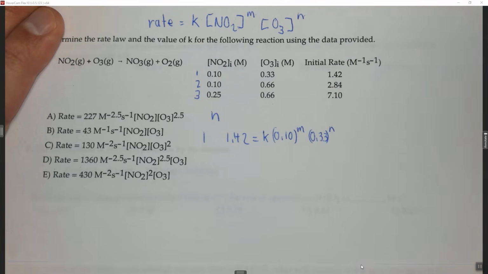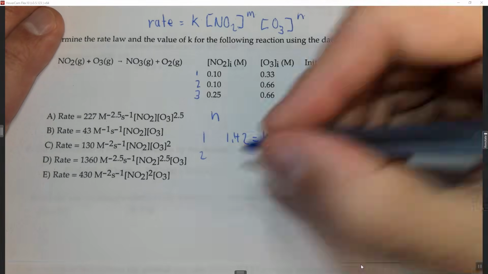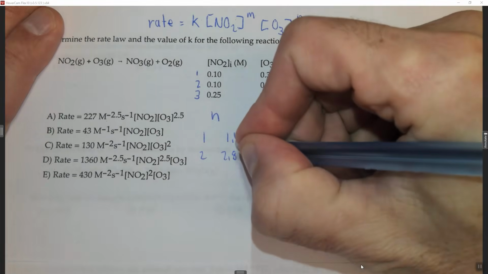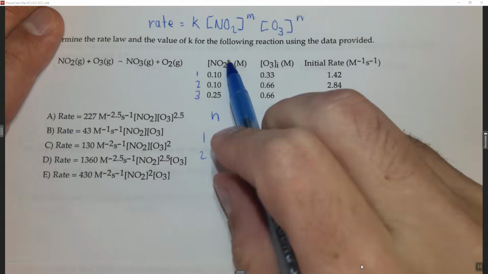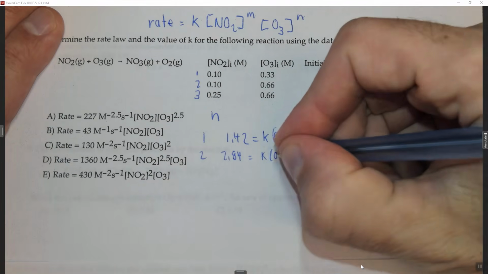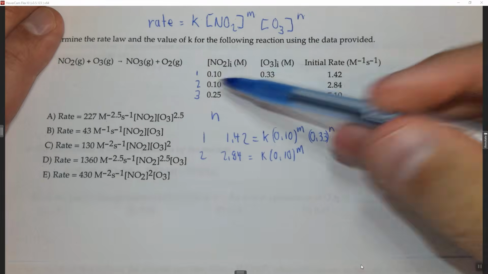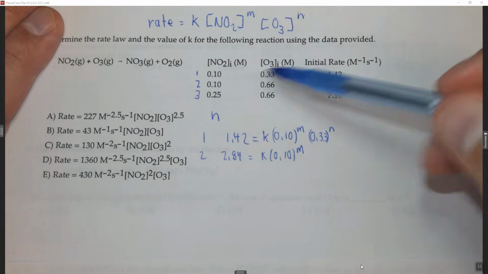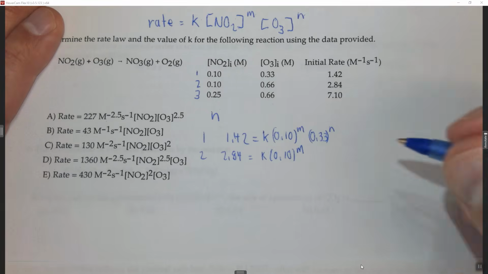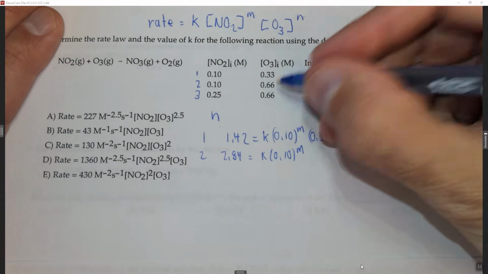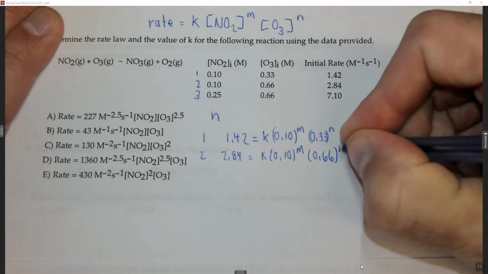All right, I'm going to repeat this for trial 2, where I'm going to put in 2.84 equals k. I still don't know k. I do still know NO2. It happens to be exactly the same. That's important, okay? We need to compare a trial where we only change one thing. And specifically, if we want to find N, we need to look where the concentration of ozone has changed, O3. And then for concentration of O3, in this case, it's 0.66 to the N.